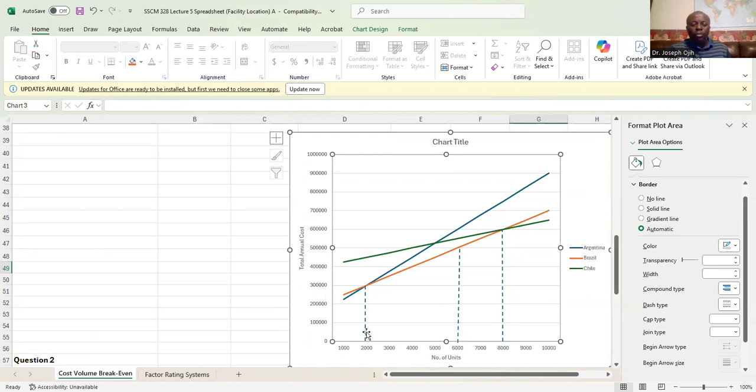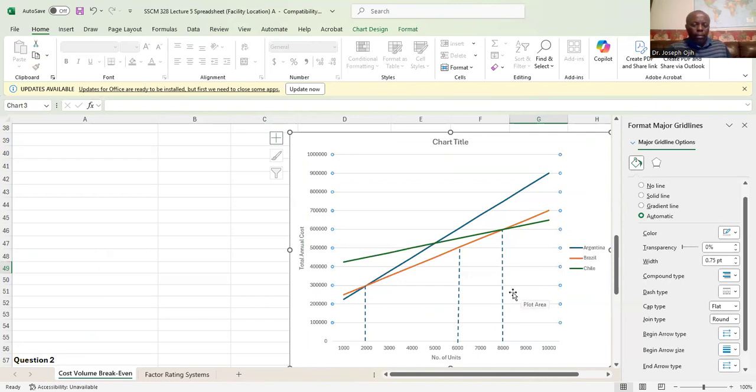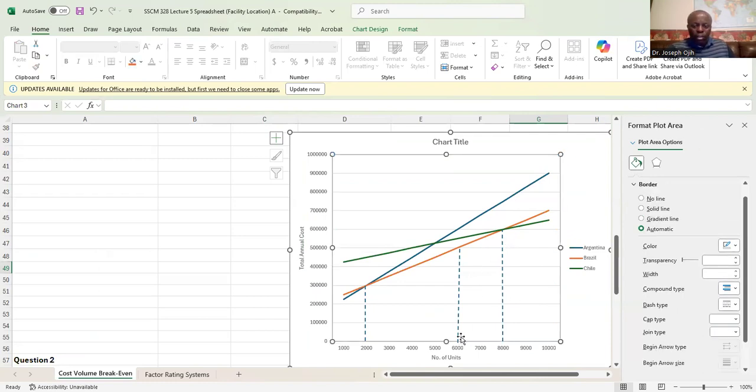So Brazil is good for this from 2,000 to this point, to 6,000 units. Once it passes 6,000 units, it becomes... Brazil is no longer the lowest.